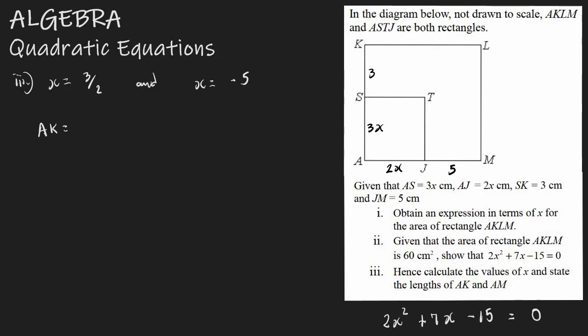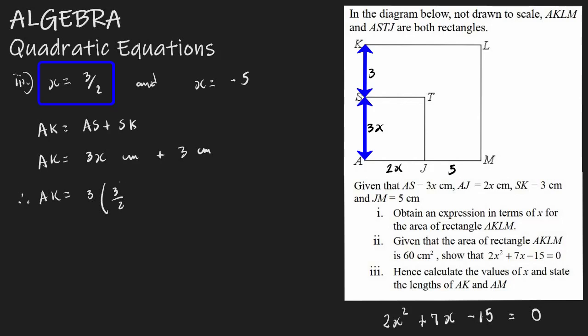AK is equal to AS plus SK. AK is equal to 3x cm plus 3 cm. Recall the value of x that we will be using to find the length AK is 3 on 2. Therefore, AK is equal to 3 times 3 on 2 cm plus 3 cm.